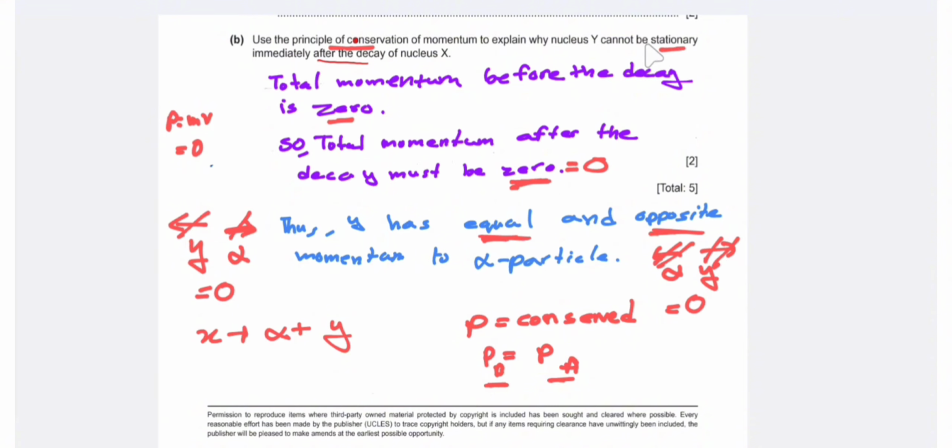That's why Y cannot be stationary immediately after the decay, because Y has some momentum that is opposite and equal to the momentum of the alpha particle. The total momentum before the decay is 0, so the total momentum after the decay must be 0. Since it must be 0, the alpha particle and Y must have equal and opposite momentum, so the momenta cancel and the final momentum becomes 0.